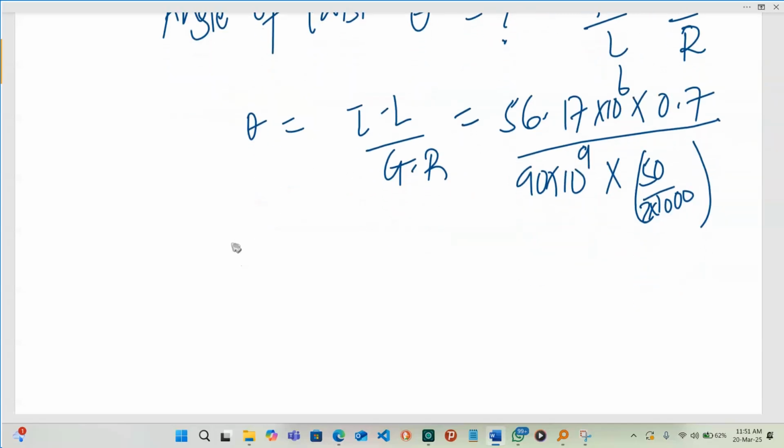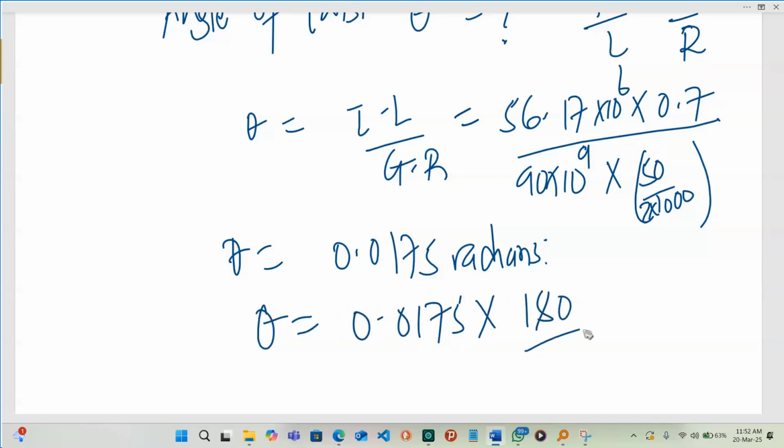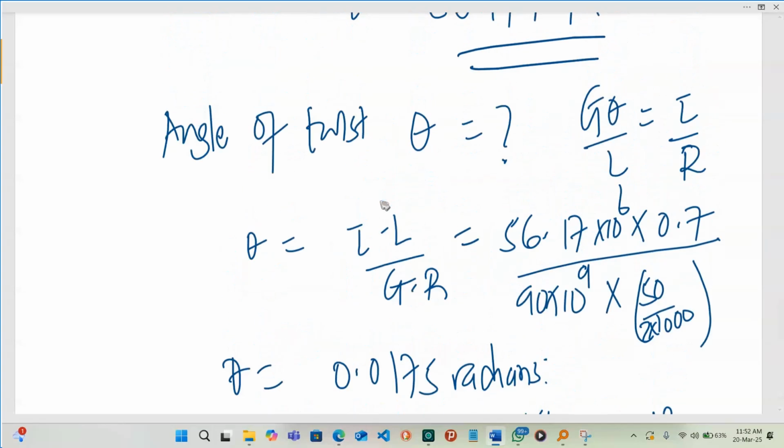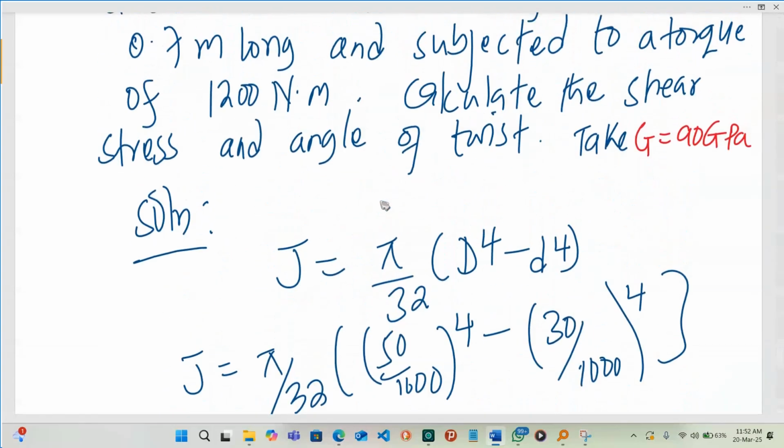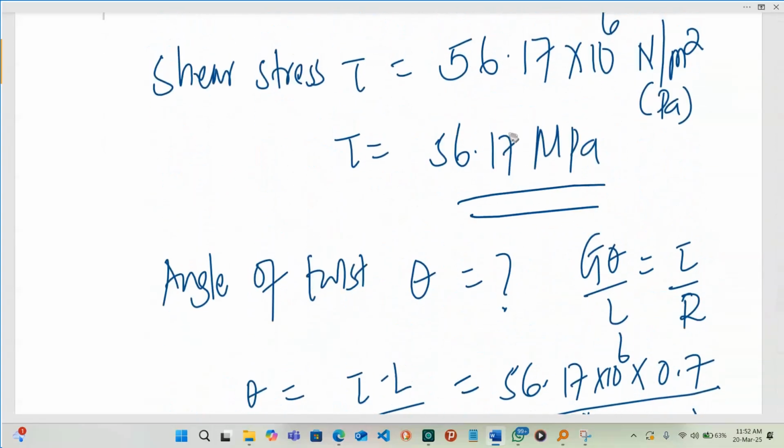So finally, this theta is equal to 0.0175, and this is in radians. But in degrees, this will be 0.0175 times 180 divided by pi, and this is equal to 1 degree. So that becomes the angle of twist if you had a hollow shaft, and that would be the shear stress.